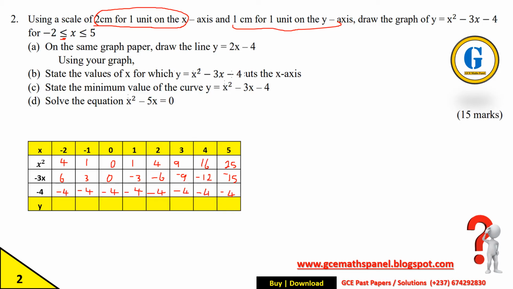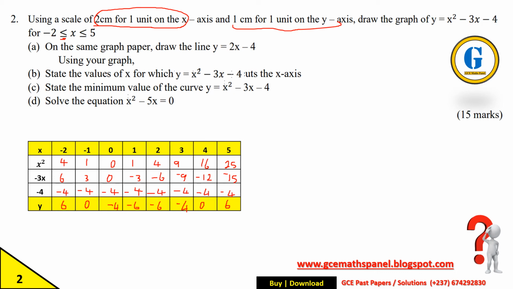All right, so now after doing this, we add 4 plus 6, 10 minus 4, 6. 1 plus 3, 4 minus 4, 0. 0 plus 0 minus 4, negative 4. 1 minus 3 is negative 2. Negative 2 minus 4 is negative 6. 4 minus 6, negative 2 minus 4, negative 6. 9 minus 9, 0 minus 4, negative 4. 16 minus 12 is 4, minus 4, 0. 25 minus 15 is 10. 10 minus 4 is 6. So this is the table of values for x and y which we have.